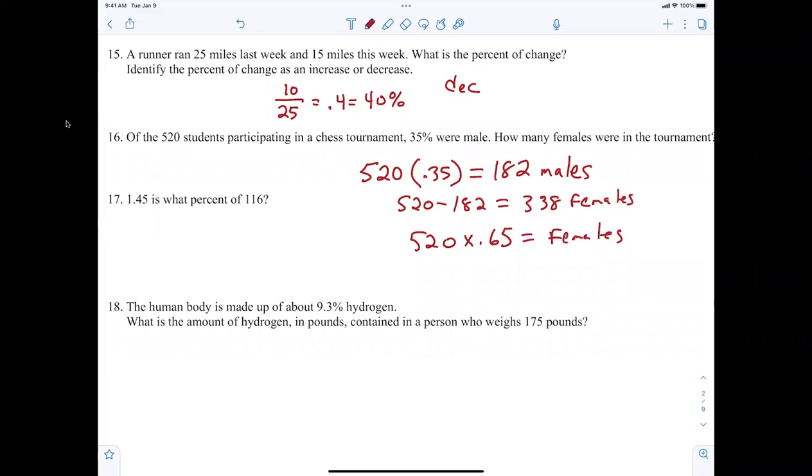So one more time, Oliver, when you're given the whole and you want the part, you just multiply by the percentage. All right, everybody put a star by 16. That's a good one.